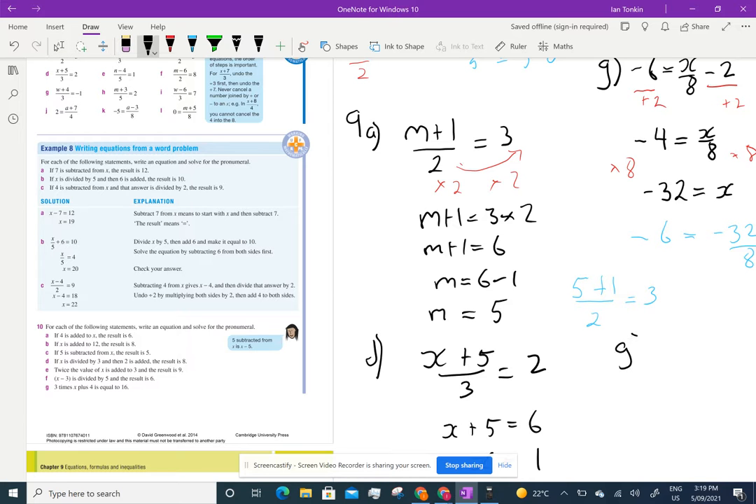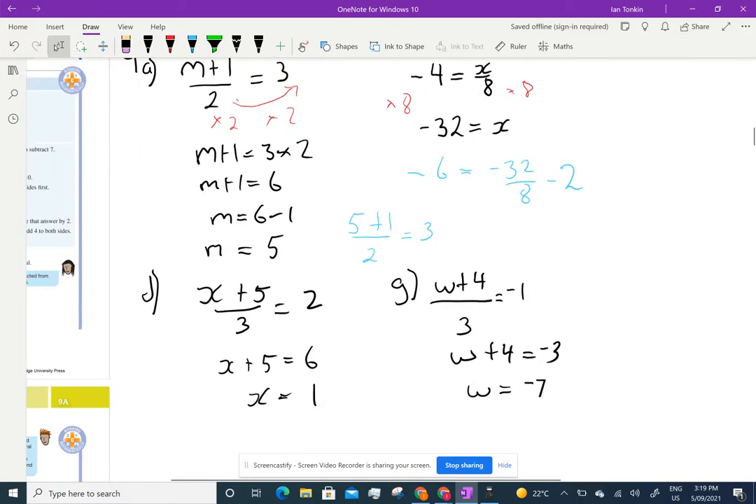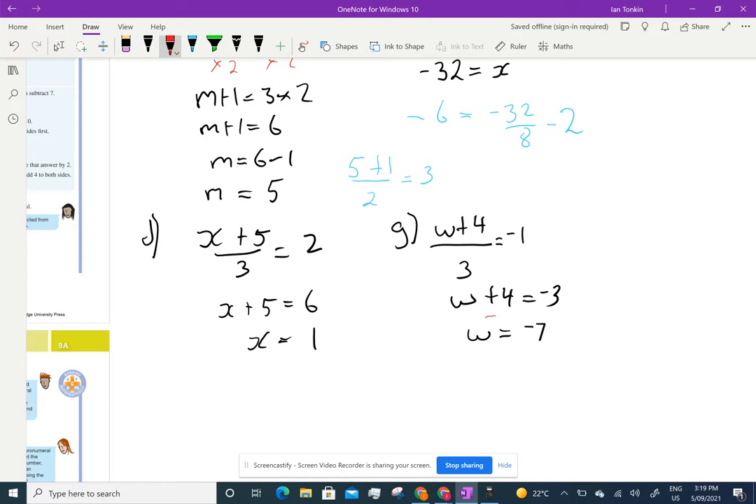G, w plus 4 over 3 equals negative 1. All right, multiply the 3 across. w plus 4 equals negative 3. That's a terrible plus sign, looks like a T. And then I minus the 4. w equals negative 7. I would have done that on my calculator. Remember, you're minusing the 4.